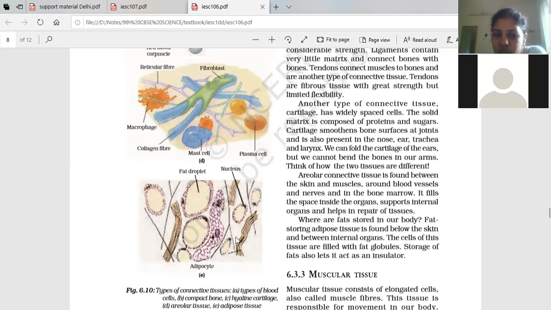Then adipose tissues, actually fat tissues. Adipose is fat tissue. These consist of more fat globules. Here fewer fibers are present and more space is occupied by the adipose tissue cells, that is, fat droplets are more in number. So these store fat, and due to the presence of this fat, the tissue works as an insulatory material.